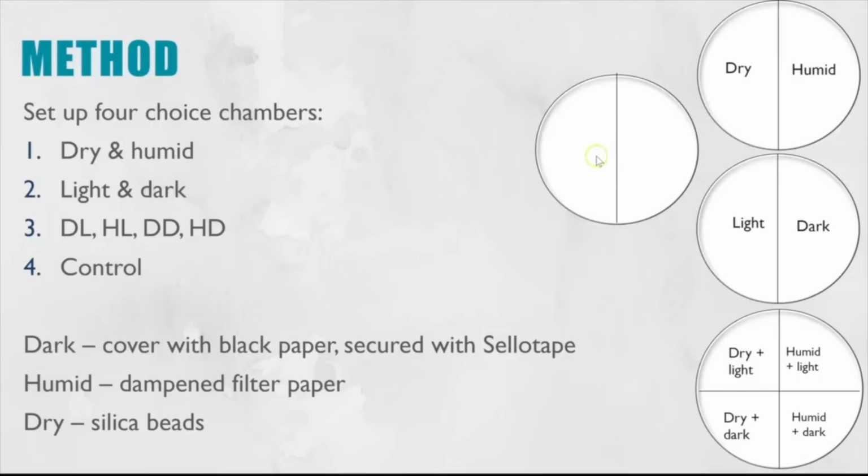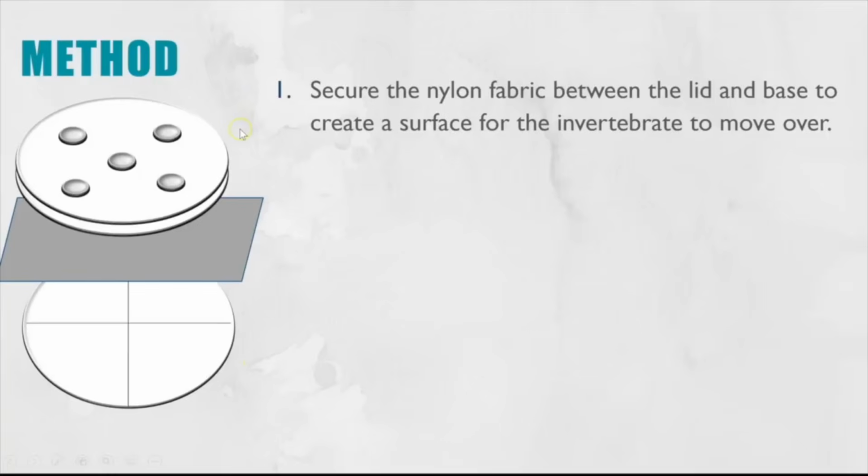You should find that you get relatively equal distribution to show that it is due to the independent variables and nothing else. We'll also have 1 choice chamber set up just investigating dry versus humid, another investigating light versus dark, and this third one here is the one at the bottom, combining the conditions, so dry and light, humid and light, dry and dark, humid and dark. And this here is just going over how you would set up those different chambers, as I said in the previous slide.